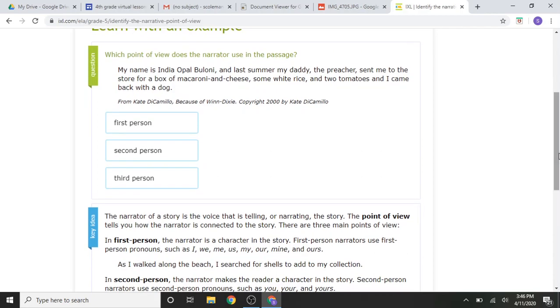My name is India Opal Baloney, and last summer my daddy, the preacher, sent me to the store for a box of macaroni and cheese, some white rice, and 2 tomatoes, and I came back with a dog. And we need to decide if that is told from first person, second person, or third person point of view.